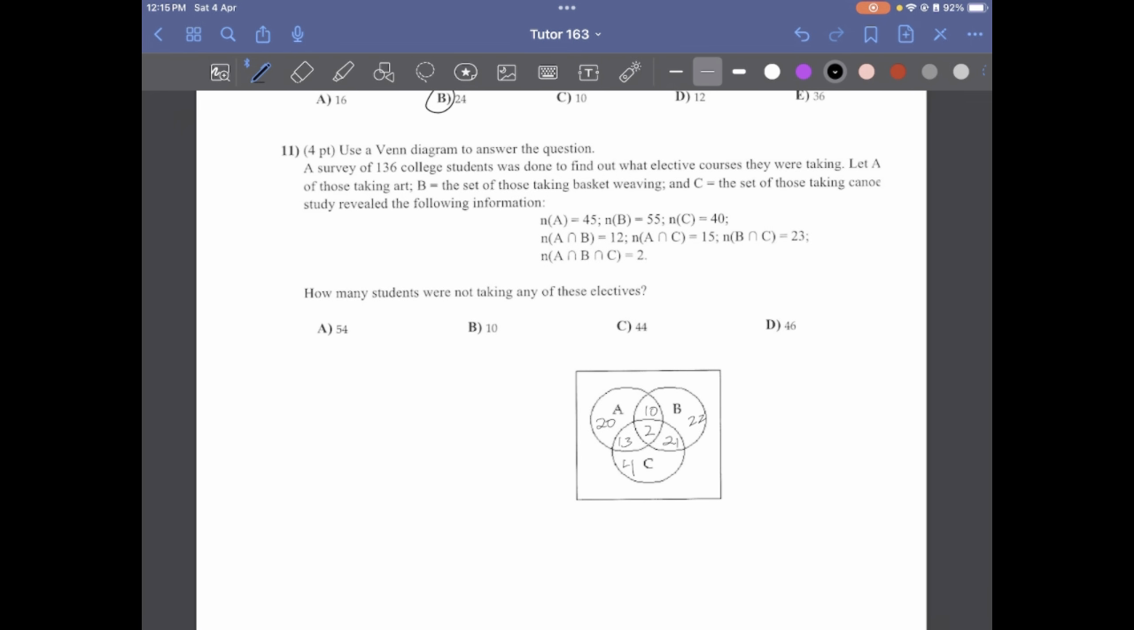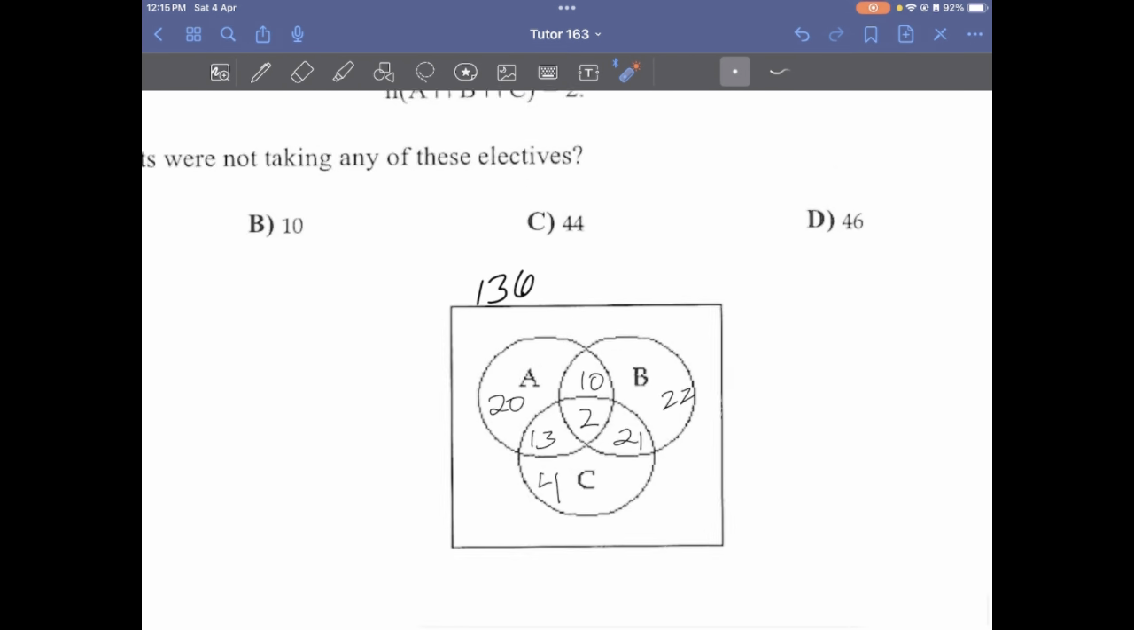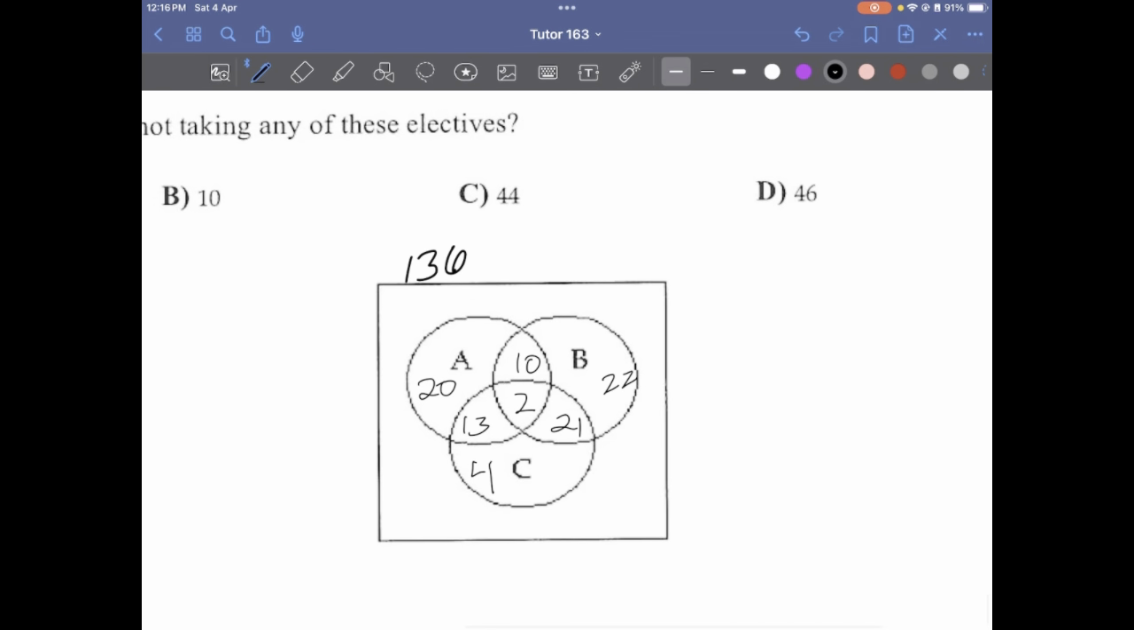a survey of 136 college students. So in total, there are 136. And 10, and 13, and 2, and 21, and 22, and 4. So you're going to add up all these numbers, right? You could just put this in your calculator, but I just listed it so you could see what I'm doing.